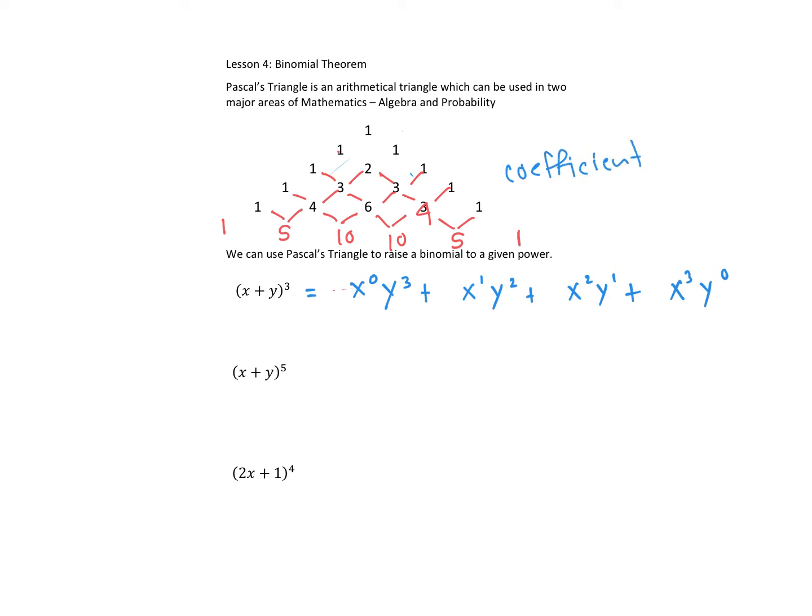So since it's power 3, I want row 3. In the triangle, this is row 0, the top. The next row is row 1. The next row is row 2. The next row is row 3. That's the row I want. So the coefficients are going to be 1, 3, 3, and 1. You'll know if you have the right row because the number of coefficients has to match the number of terms that you have. So if you have too few or too many, you know you're in the wrong row.